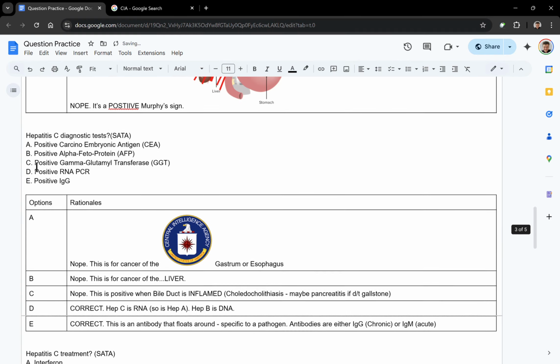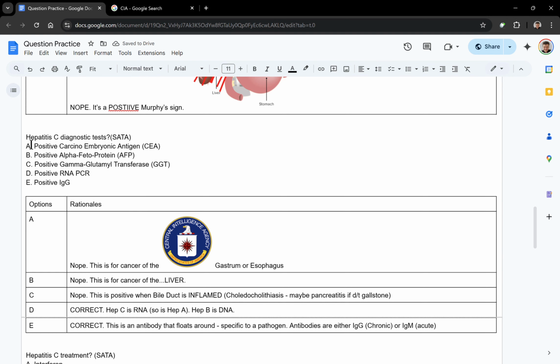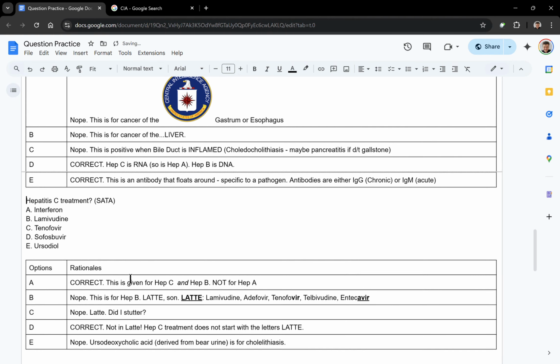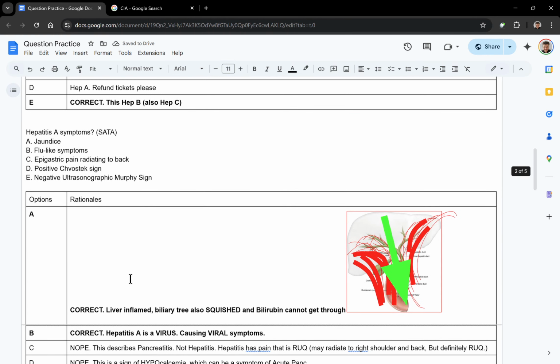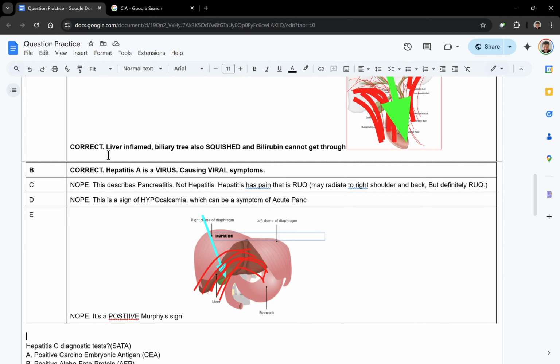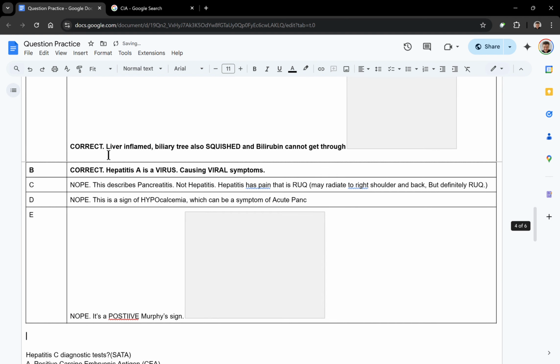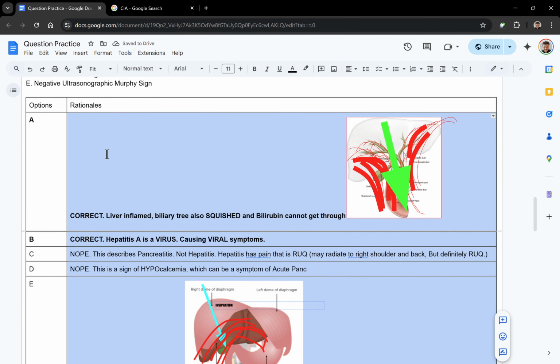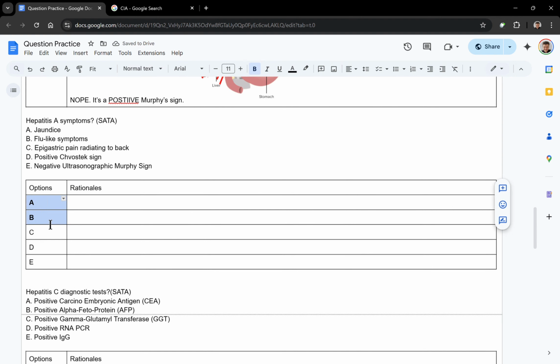Before we go on, let's go back. I was going to take this one, Hep C diagnostic tests. No, I was going to do symptoms. Sorry. Let's go back to Hep A symptoms. It'd be the same question, but we're going to do different answers. We're going to make them more critical thinking level answers. Actually, it's the same answer, so we're just going to make these fancier.